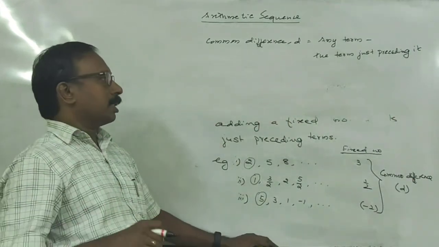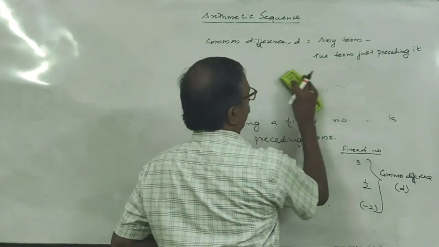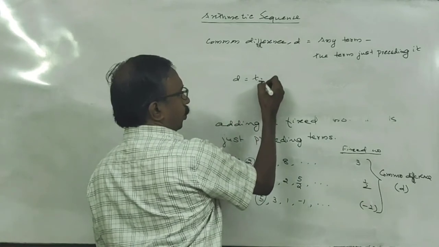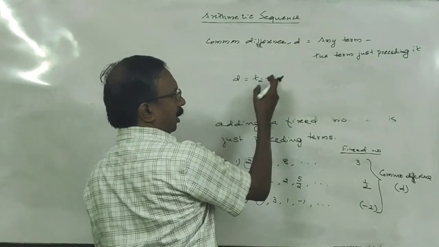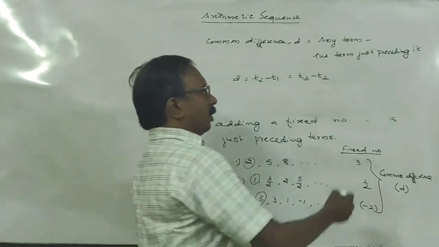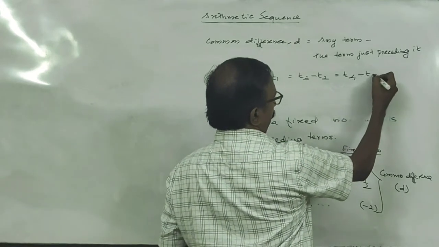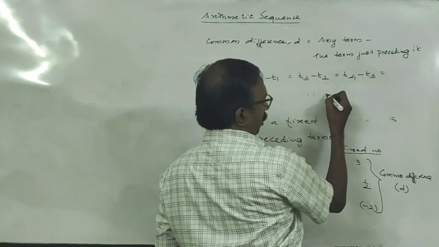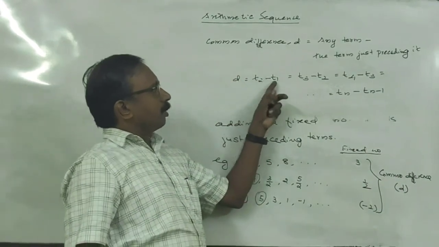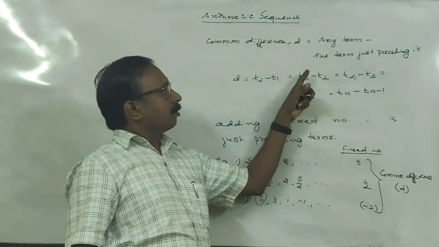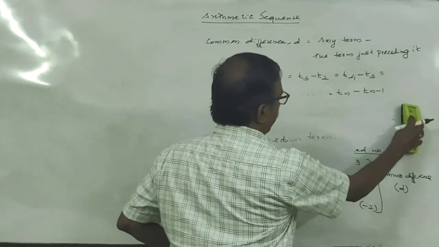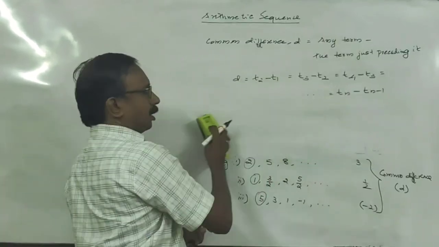Any term minus the term just preceding it is known as the common difference of an arithmetic progression, or we can say that D is equal to T2 minus T1, second term minus first term, is equal to T3 minus T2, is equal to T4 minus T3, etc., is equal to Tn minus Tn minus 1. Second term minus first term, third term minus second term, fourth term minus third term, etc., nth term minus (n minus 1)th term.